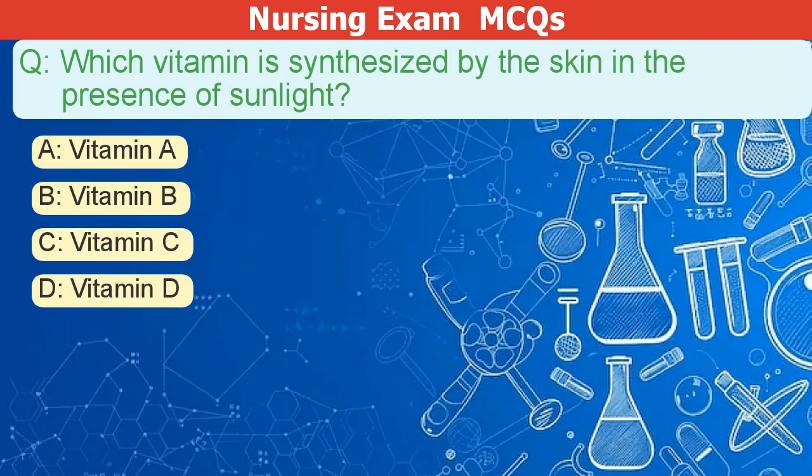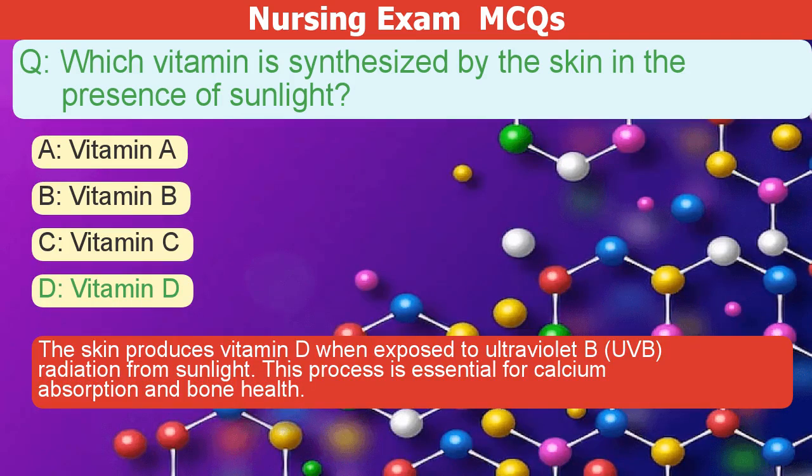Which vitamin is synthesized by the skin in the presence of sunlight? A. Vitamin A. B. Vitamin B. C. Vitamin C. D. Vitamin D. The correct answer is D. The skin produces vitamin D when exposed to ultraviolet B, UVB, radiation from sunlight. This process is essential for calcium absorption and bone health.